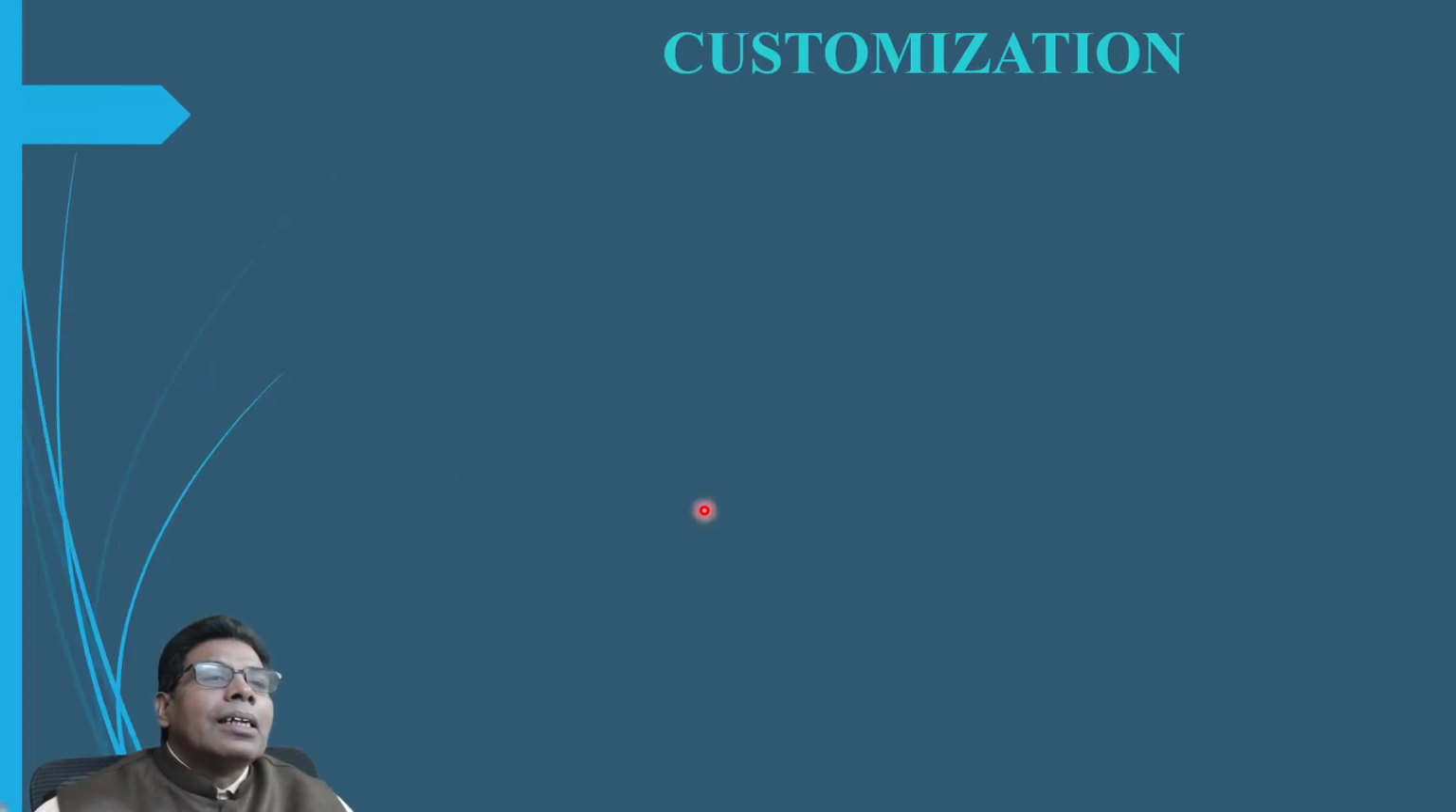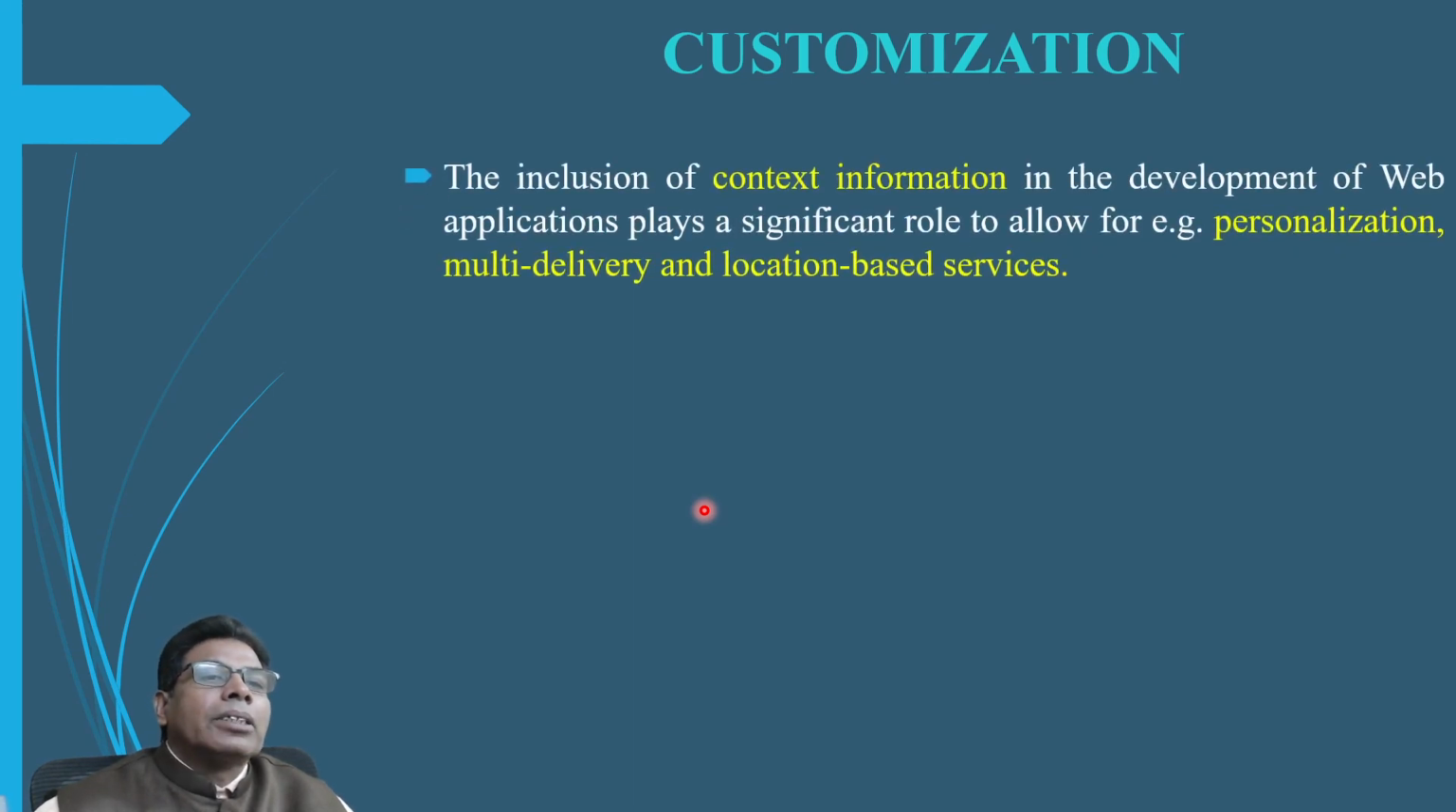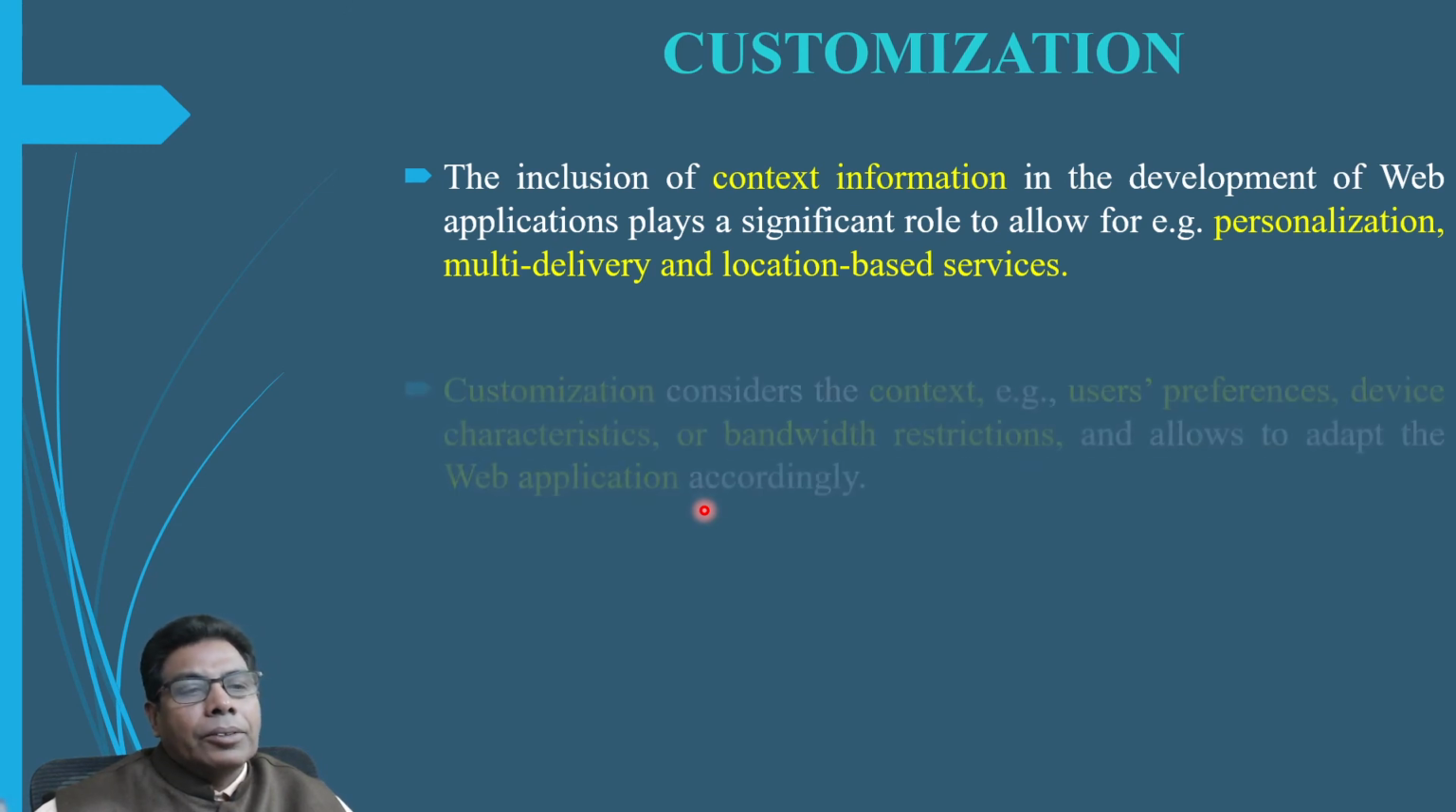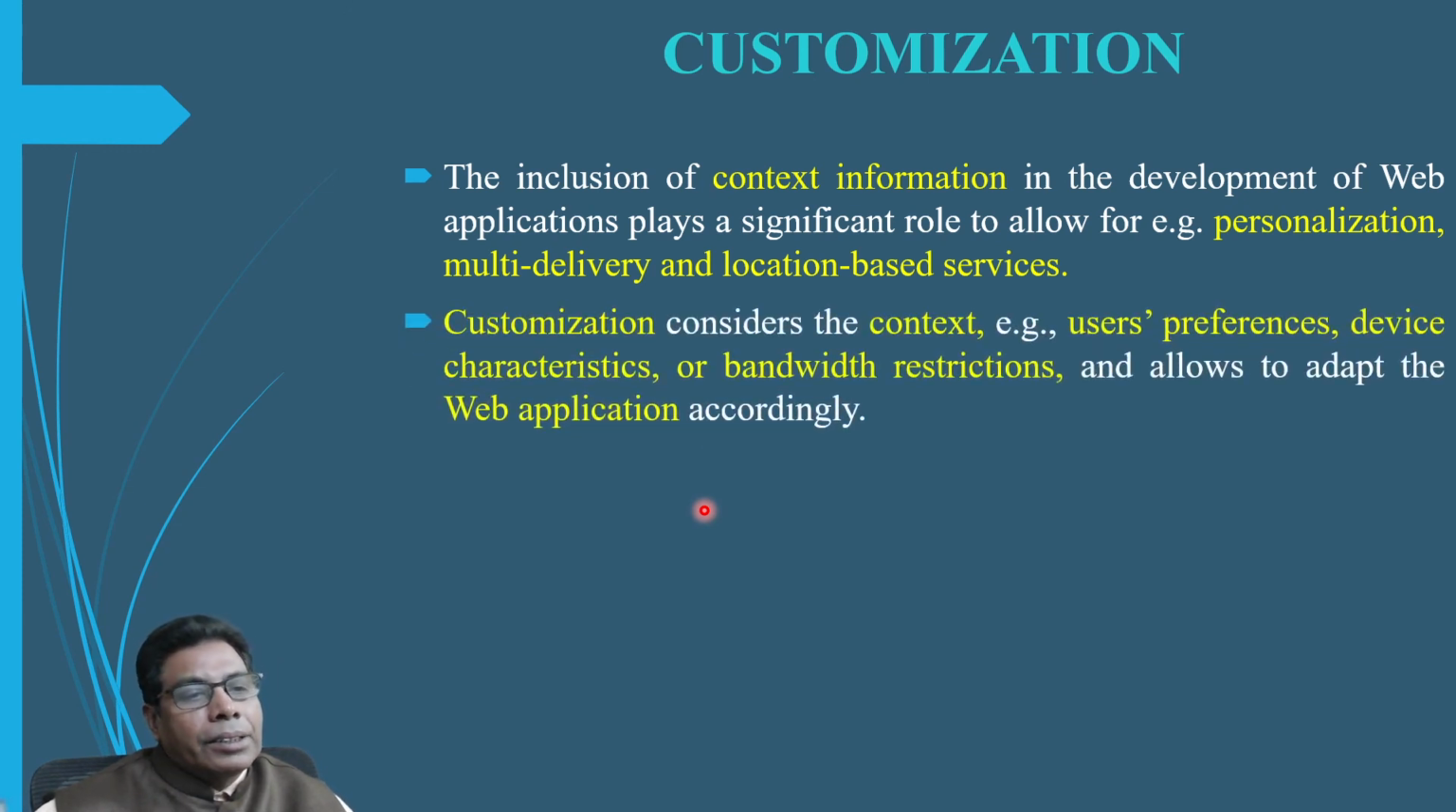Then let us go to the last part, that is customization. The inclusion of context information in the development of web applications plays a significant role to allow, for example, personalization, multi-delivery and location-based services. Many times you might have experienced this: they will ask you to share your location. That is nothing but the personalization part. So the context based information will be required there. So customization considers the context.